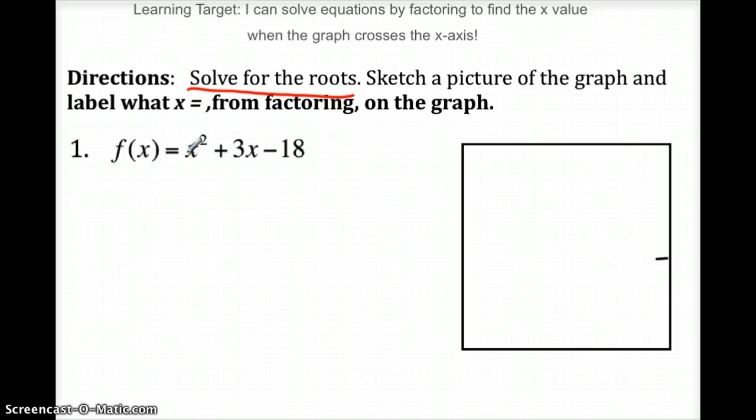Now, using our factoring methods, we should know that we would use an x puzzle to factor this problem. So negative 18 would go on top, and 3 would go on the bottom. Now, what two numbers multiply to negative 18 and add to a 3? Well, we know we're going to have one negative, one positive, and we would actually have a negative 3 and a positive 6.